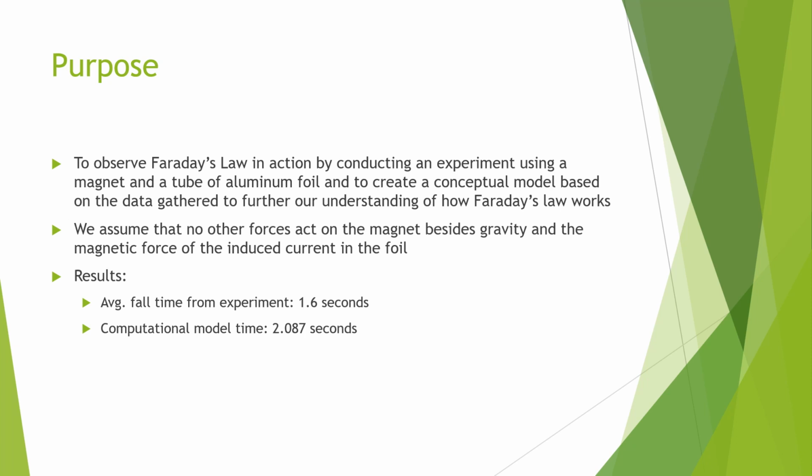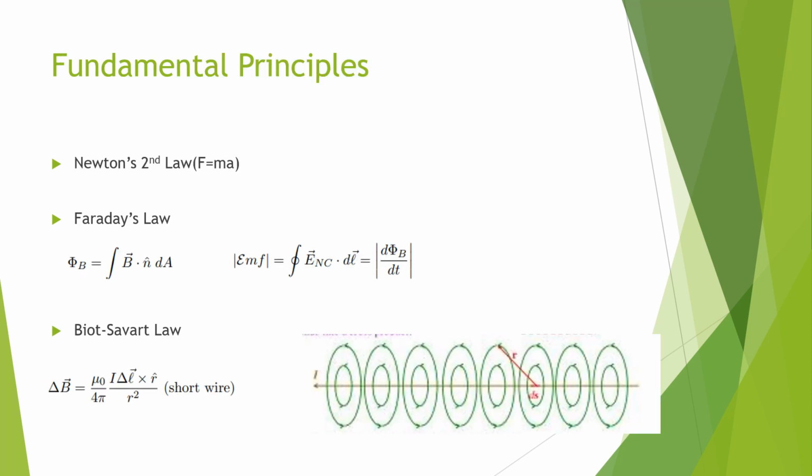And just to preview the results, the average fall time from the experiment was 1.6 seconds, and the fall time in the computational model was 2.087 seconds. Some of the fundamental principles used in this lab are Newton's second law, used for the position and velocity update formulas of the magnet; Faraday's law, for calculating the flux induced in the tube as a result of the changing magnetic field of the magnet relative to the tube; and the Biot-Savart law, which basically just says that current creates a magnetic field.